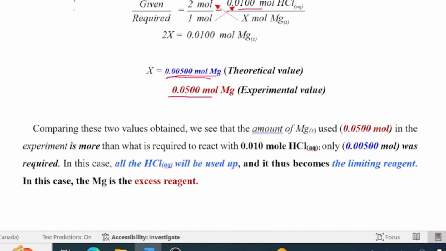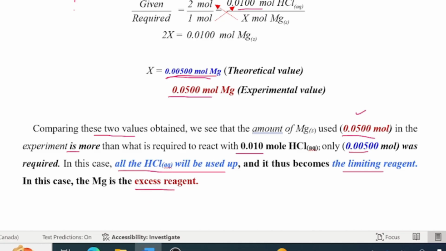Okay? So let's read here. When you compare these two values, we see that the amount of magnesium used is more than what is required to react with that amount of HCl. Only that amount was required, but you used that. In this case, all the HCl will be used up, and it thus becomes the limiting reagent. And of course, magnesium is the excess reagent.